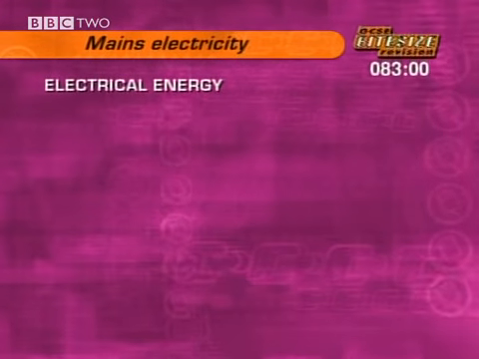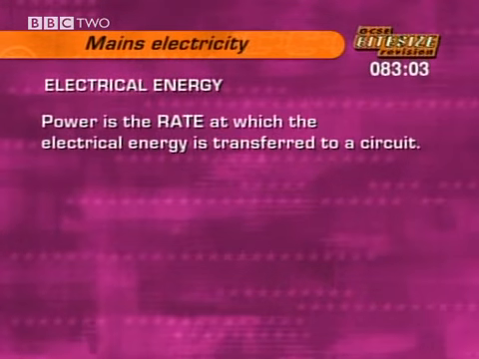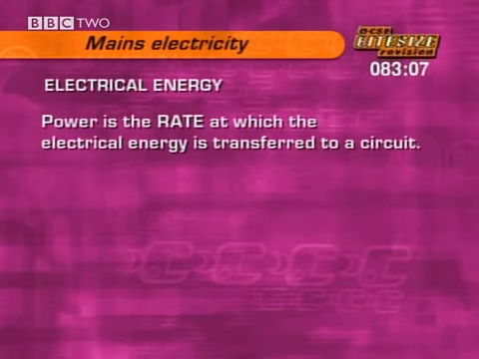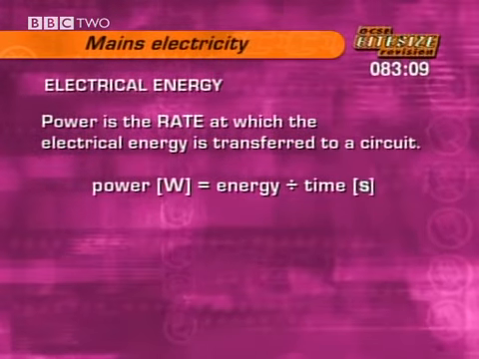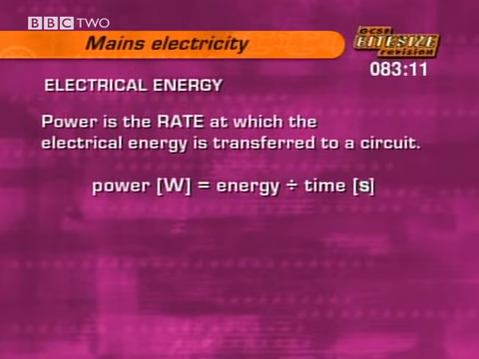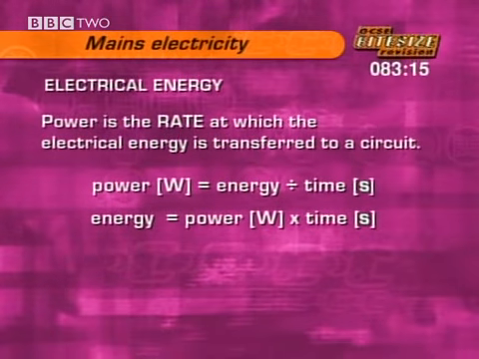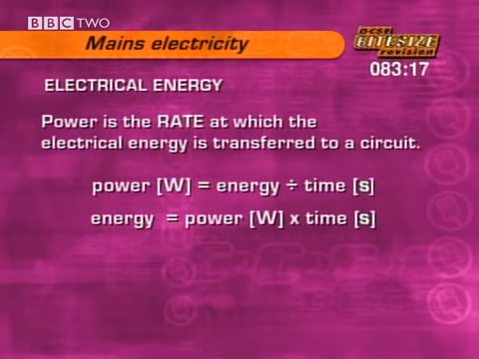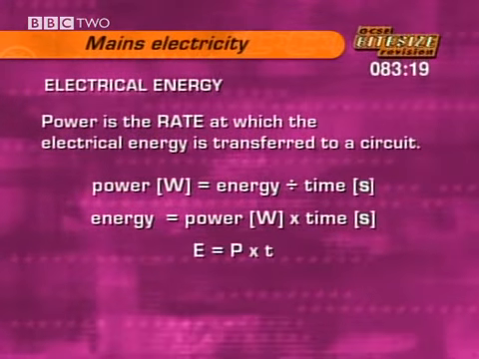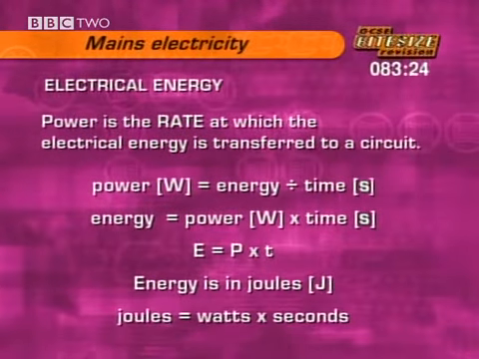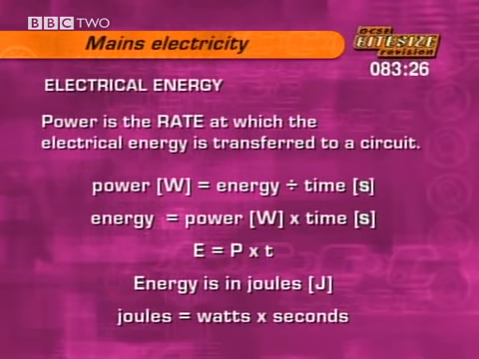Here's another useful formula. We said that power is the rate at which the electrical energy is transferred to a circuit. That means power equals energy divided by time. Put another way, energy equals power multiplied by the time in seconds. That's E equals P times T. The unit of energy is joules.